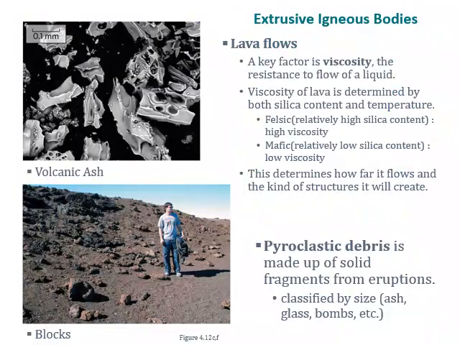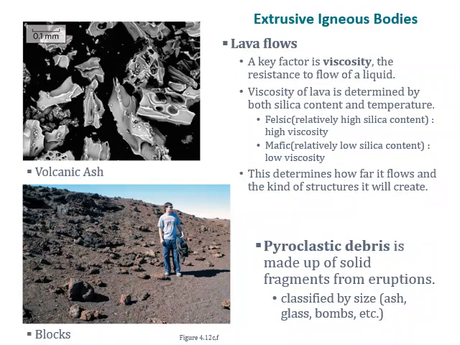Extrusive igneous bodies can be classified either as lava flows or pyroclastic debris. So lava flows that are not viscous have low resistance to flow, and that means they can flow well. The viscosity of a lava is determined by both silica content and also temperature. Felsic lavas are highly viscous, meaning they don't flow well, and mafic lavas have low viscosity, meaning they do flow well. This determines how far flows extend and the kind of structures they create.